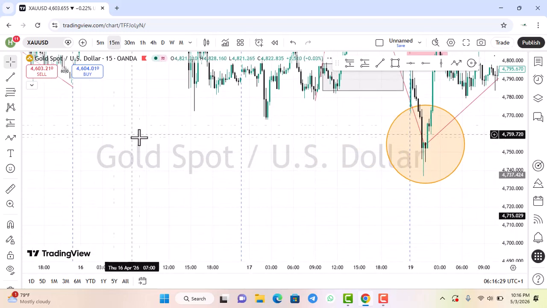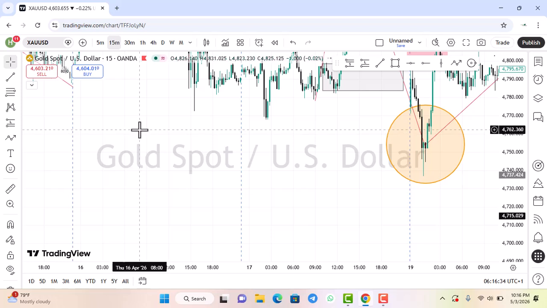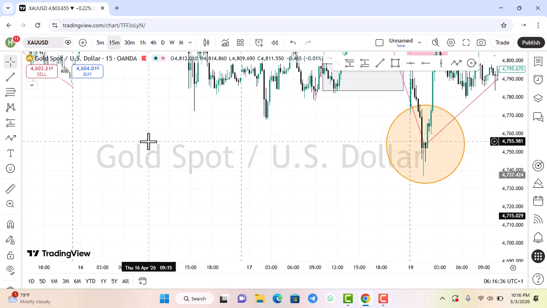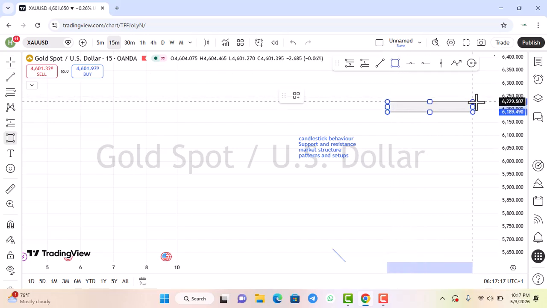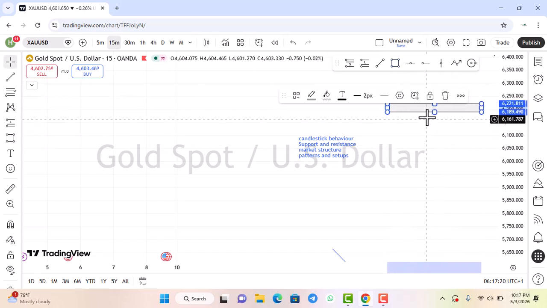So basically, we use these two candle formations, the rejection candle and the bullish or bearish engulfing, as confirmation. Then under support and resistance, let's say this is our resistance level.